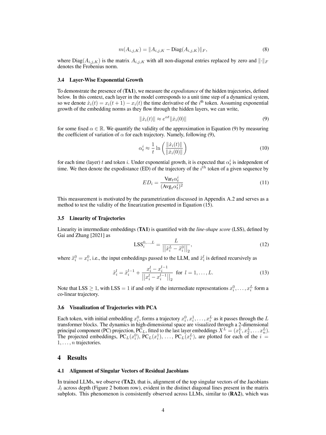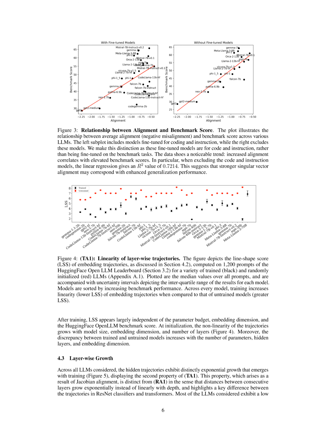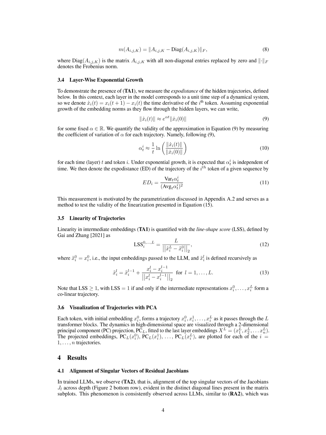4. The expo distance of hidden trajectories is calculated to demonstrate TA1, showing exponential growth of embedding norms as they pass through layers. 5. The line shape score, LSS, is used to quantify linearity in intermediate embeddings, indicating how collinear the trajectories are. 6. The trajectories of tokens are visualized through a two-dimensional principal component projection to observe their dynamics in high-dimensional space.